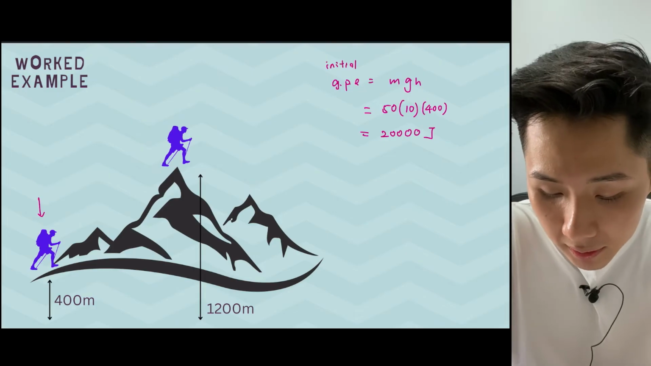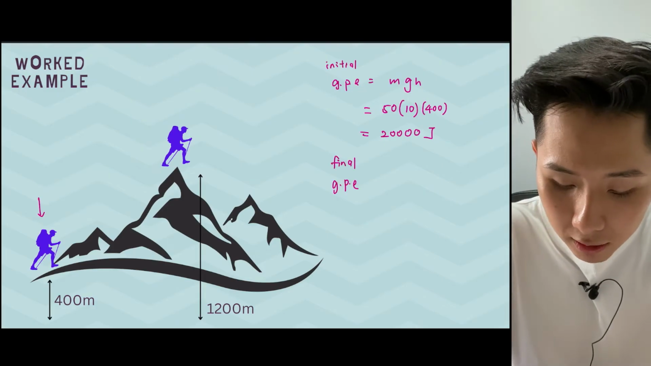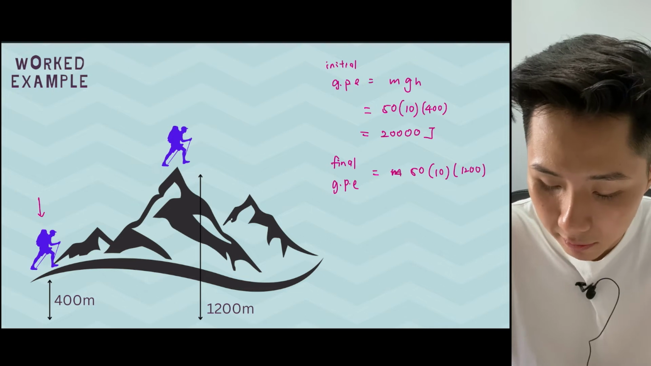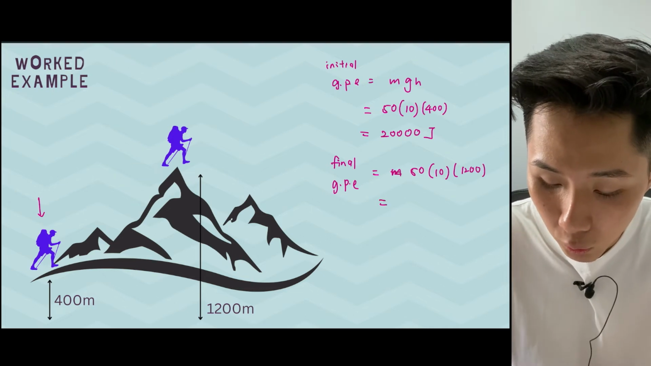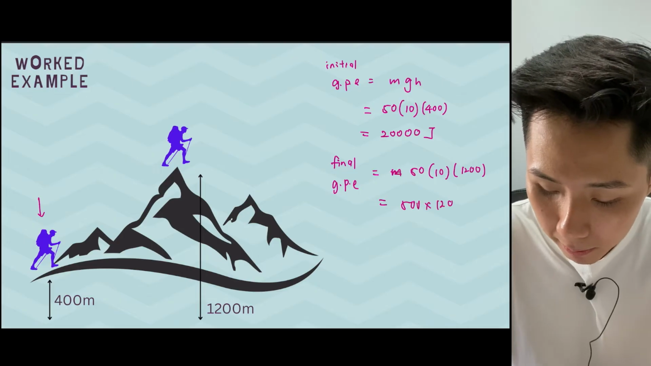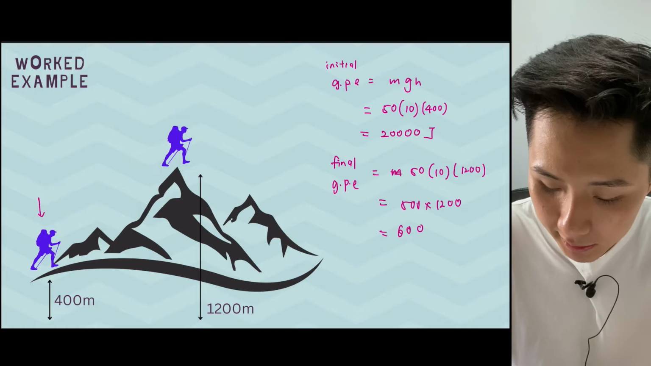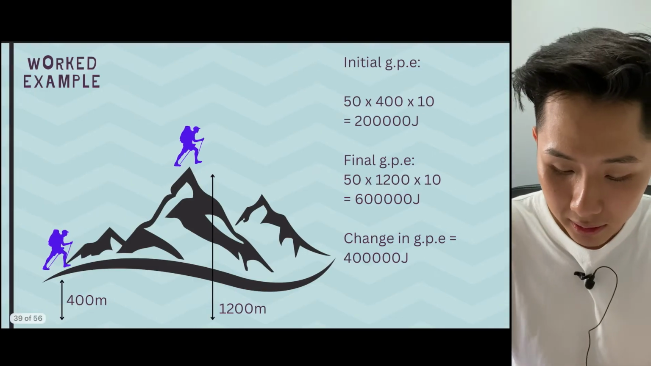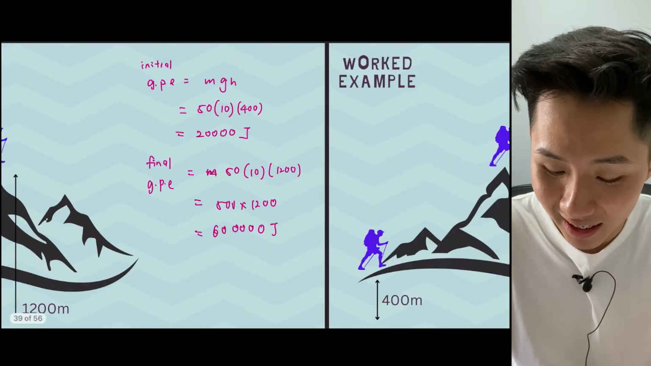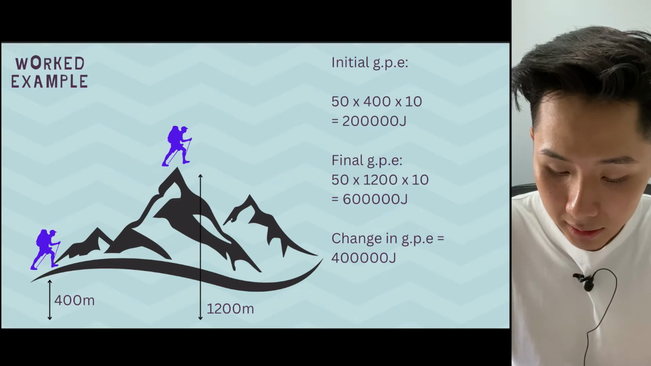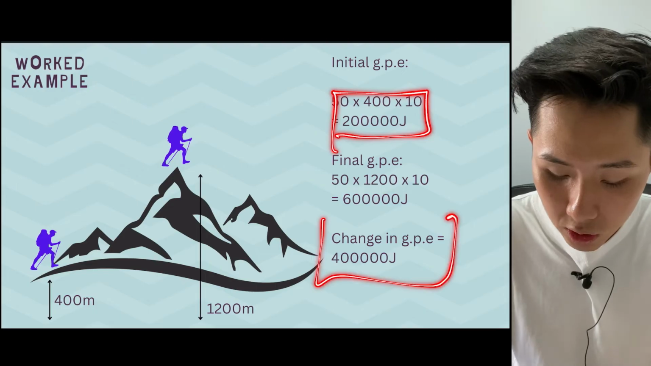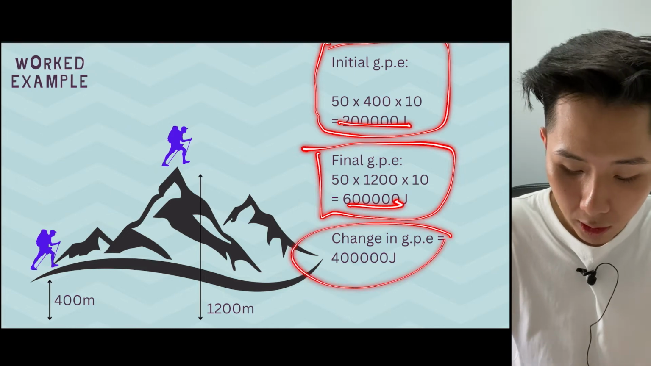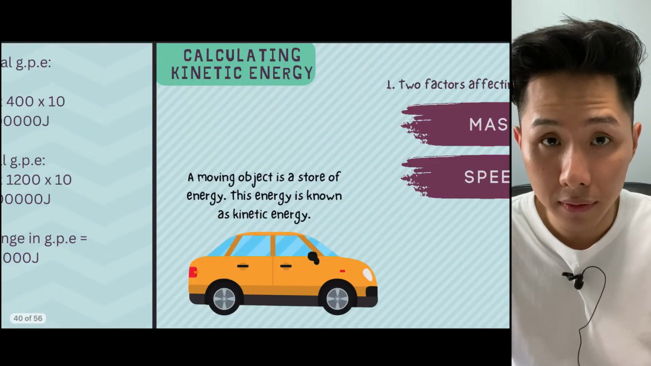So that's the initial. The final G.P.E will be when the hiker reaches the peak. So the same mass, 50, multiplied by the same gravitational acceleration, just a different height now. If I plug everything into the equation, I'm going to get 500 multiplied by 1200. To show you the solution here, I believe I made a mistake again in calculating it. Yeah, so this one should be 200,000. So the change in G.P.E, if we compare the initial and the final G.P.E, is 600,000 minus 200,000. We got 400,000 joules as the change in G.P.E.